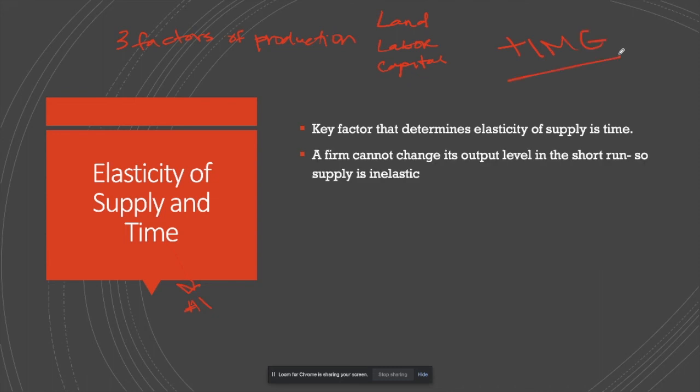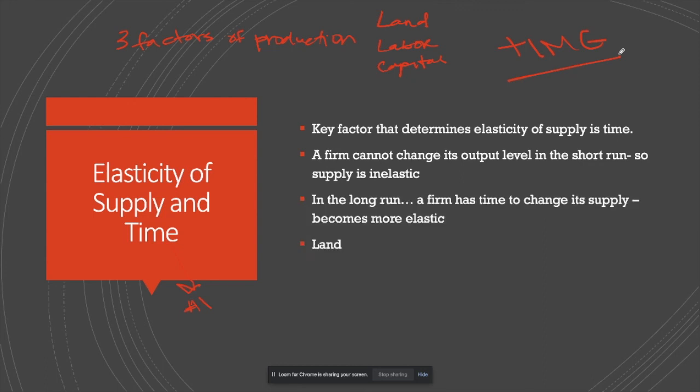So output level in the short run is not so elastic and is considered inelastic in the short run. But as time allows a firm to make adjustments to their production levels, they are able to respond, so it becomes more elastic over time. Land, of course, is one of the biggest things, the hardest to acquire of the factors of production. So as we take that into consideration and look at the perfect world in which a producer or firm wants to make money, it's important to consider that the higher the price, the more that's going to be supplied.